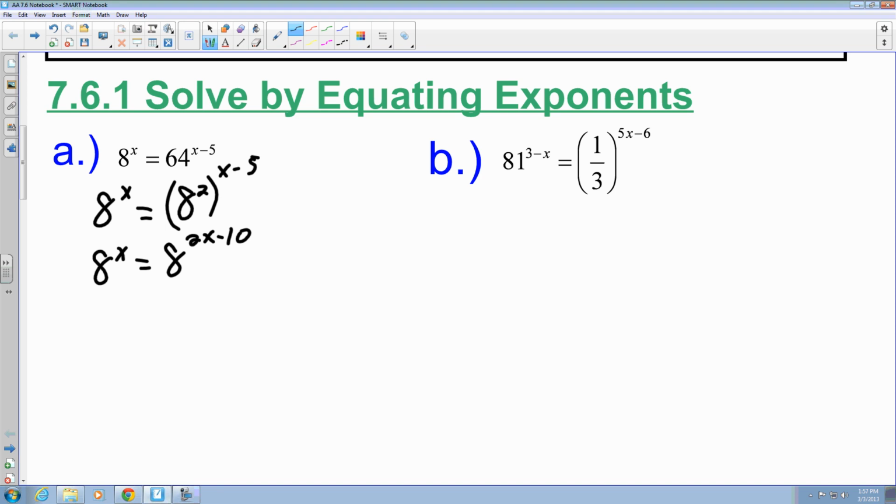Now that they're the same bases, I can solve for x. So I don't even need my 8 anymore. I can just say x equals 2x minus 10. Here I'm going to subtract 2x from both sides, which gives me a negative x, which equals a negative 10. And so then x would equal 10.